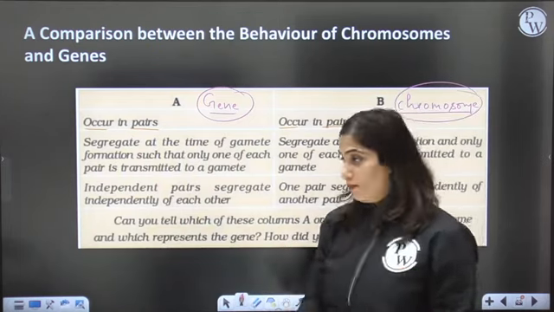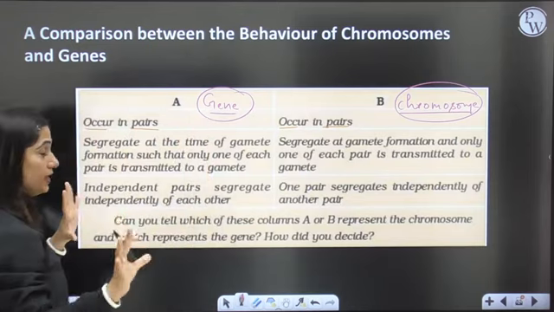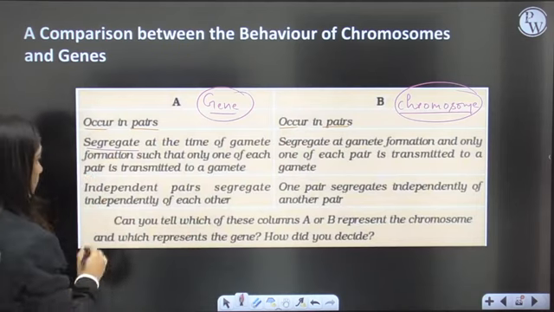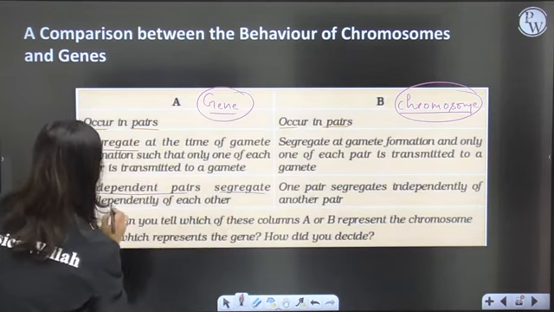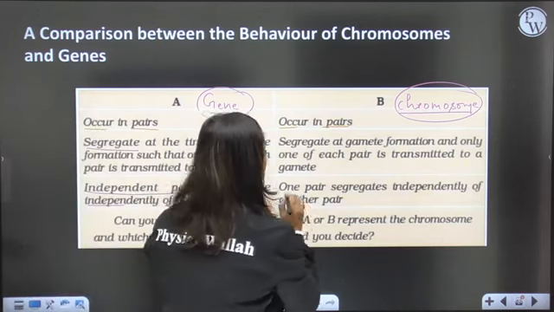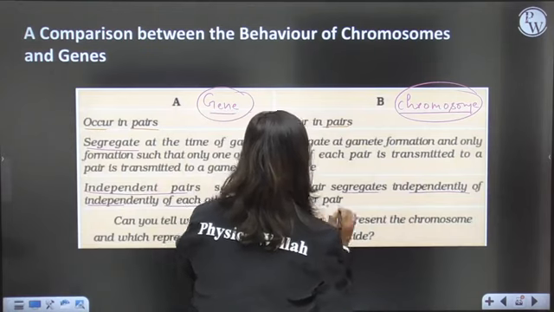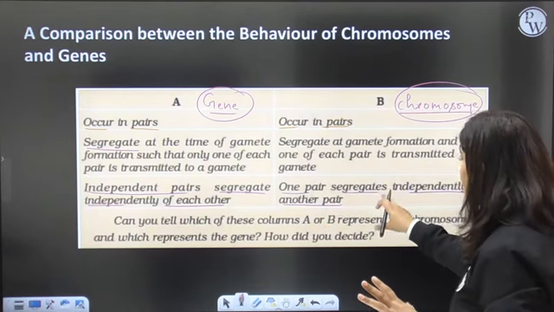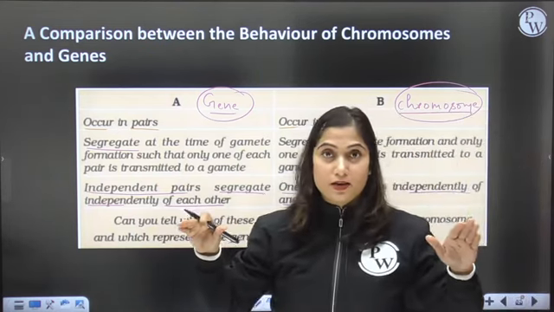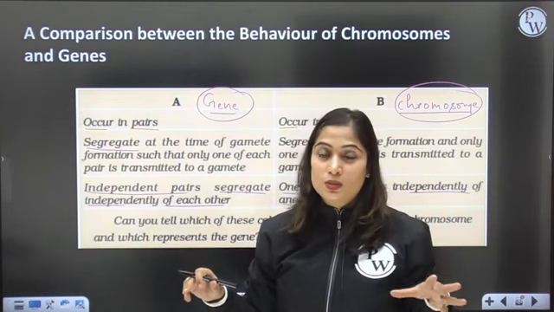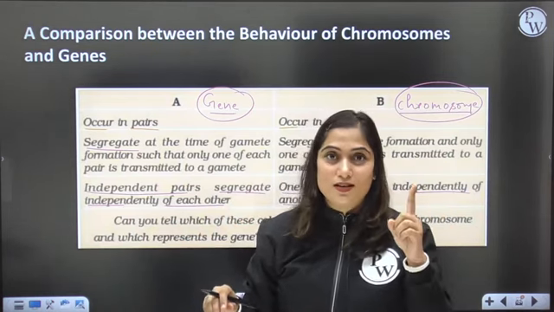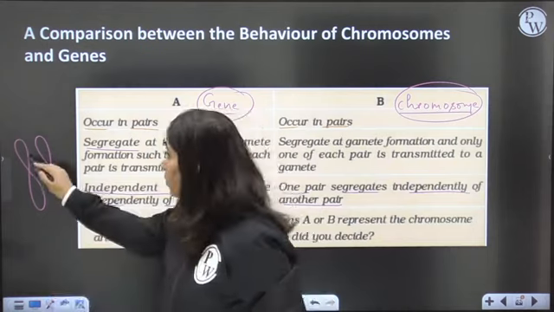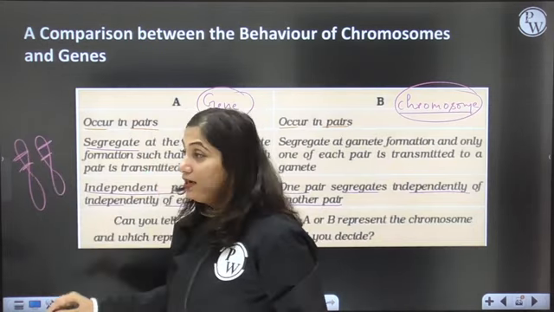Okay, how? See. Both occur in pairs? Yes. Both segregate at the time of gamete formation? Yes. Now understand. One pair segregates independently of another pair. See, this line, one pair segregates independently of another pair, cannot be universally applied for gene. Remember, for gene, it's not possible that one pair of genes is always independent of another pair of genes.